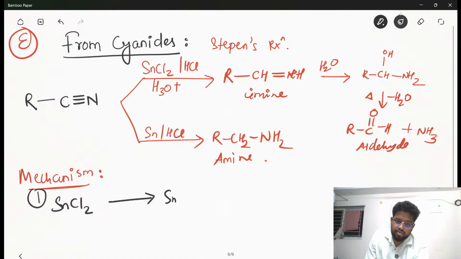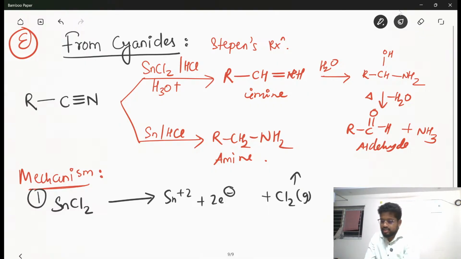Now Sn goes to Sn2+ plus 2 electrons along with Cl2 gas. This is the first step of the mechanism and Cl2 gas is evolved.